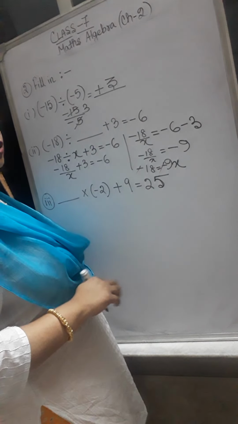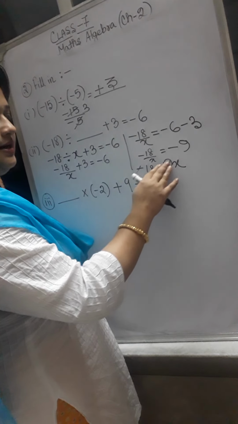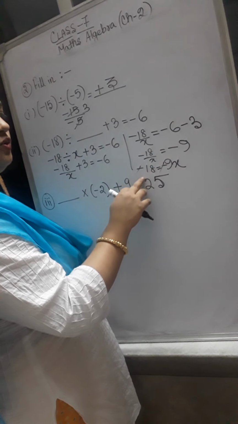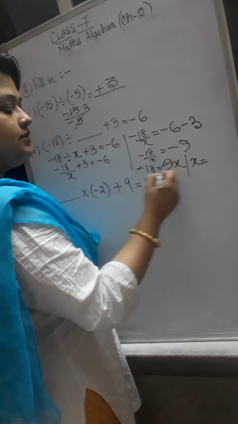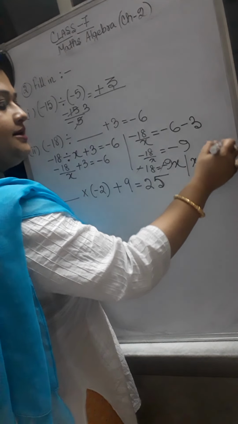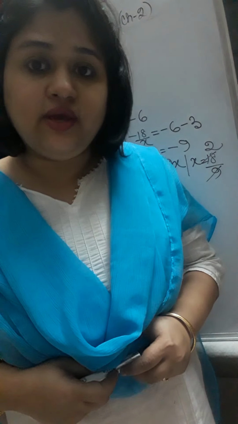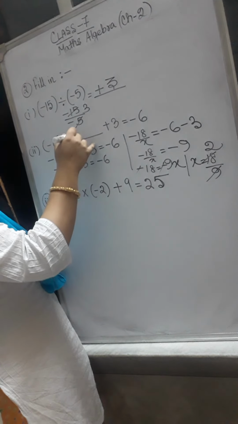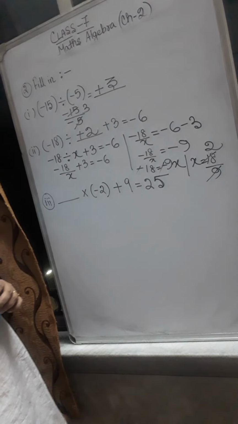Now you need to find x, so x should be kept alone. So 9 is multiplied to x. Take 9 to the other side. What will happen? Here it is multiplied. When it goes to that side, it will become divided. So x is equal to 18 divided by 9. So 9 2s are 18. So x is 2. That means the result is 2, a positive number. So x is plus 2. So the unknown value is plus 2. So the second answer is solved.